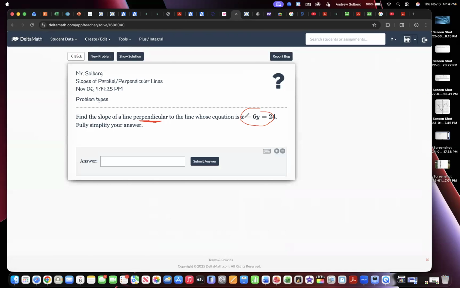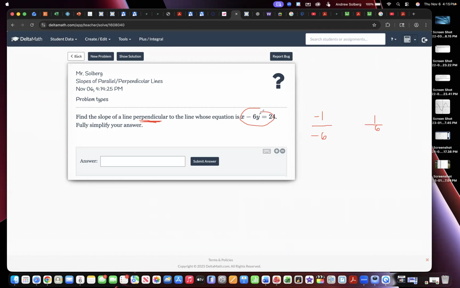Okay, so this is in standard form, so I can use my shortcut. So whatever's in front of the x, so here it's an invisible 1. So always change the sign and then divide by what's in front of the y. So in front of the y, we have a negative 6. Okay, so the negatives cancel here, so my slope is just 1 over 6.